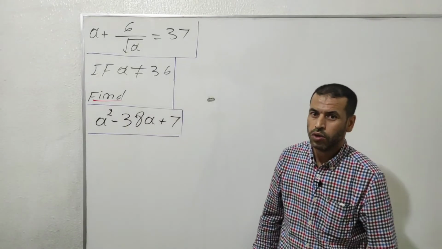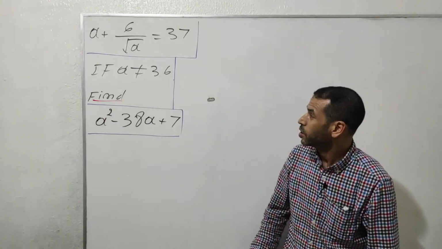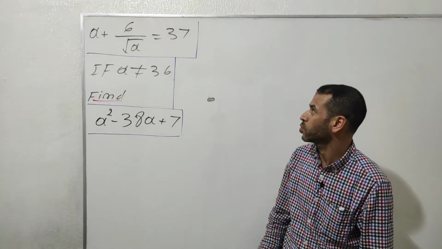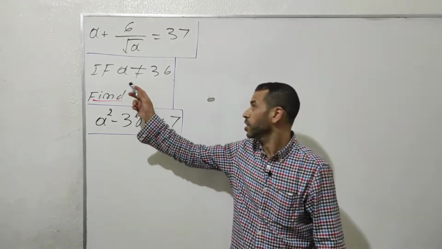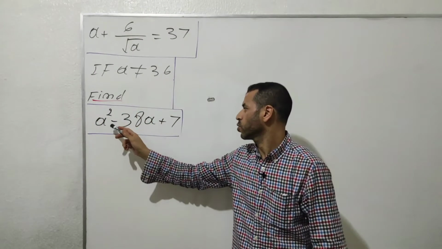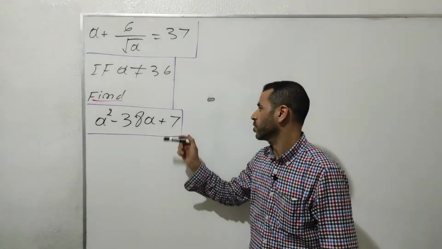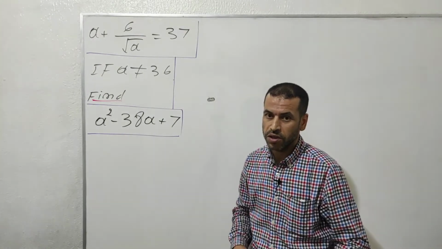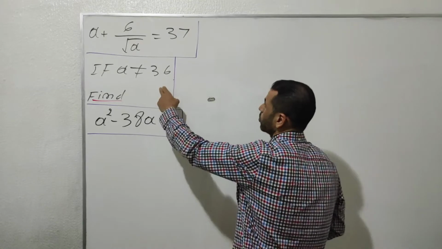Today's video, I would like to introduce a very nice problem. Here is the following setup. We have a plus 6 divided by square root of a equals 37. If a is different than 36, find this quantity: a squared minus 38a plus 7. So, in fact, this is quite an easy problem. We are going to jump into the solution now.